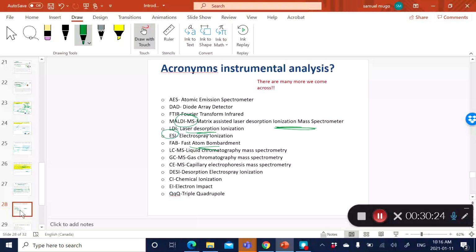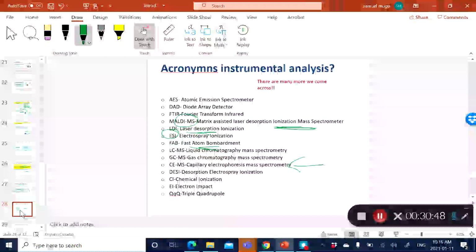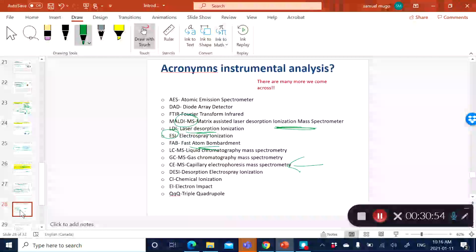CEMS means capillary electrophoresis mass spectrometer. Those of you in biology do a lot of electrophoresis using the gel, but you can actually put the gel sort of in the capillary, very similar to a gas chromatography capillary, and then you do the separation that way instead of using a gel on a platform. And so the CEMS, capillary electrophoresis mass spectroscopy, hopefully you're going to have time to focus on that technique.